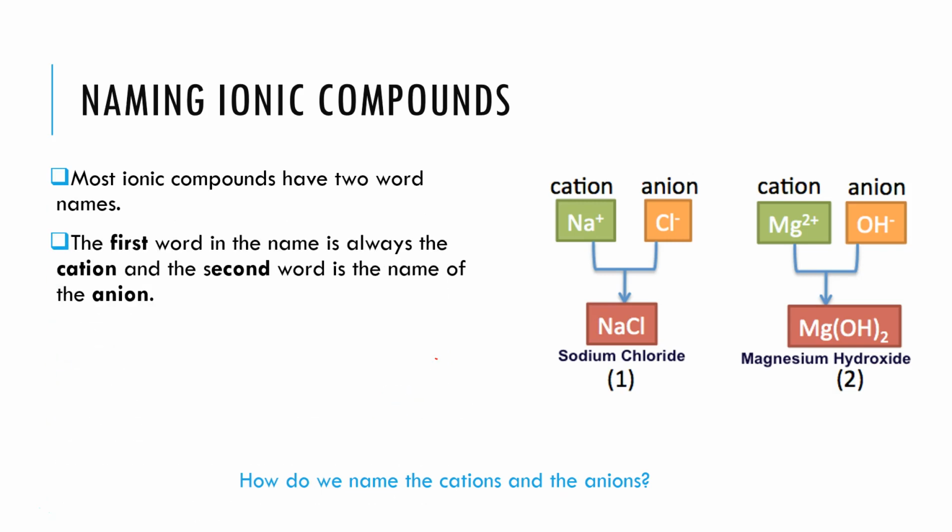Generally they have two word names, and the first word in the name is always the cation, so our positive ion, and the second word of the name is always the anion. If we look at this example here, we have sodium chloride, where we have the cation, which is coming from our sodium atom, and our anion, which is chlorine with an extra electron, so forming chloride. When we bring those two together, we get sodium chloride as our name. So we have our cation first, and then we have our anion.